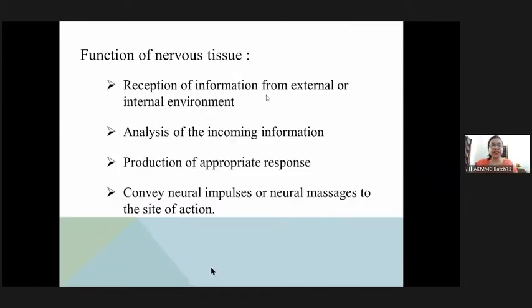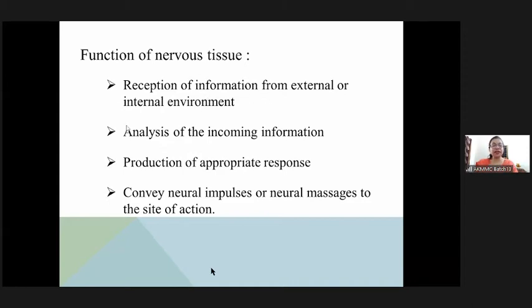What are functions of nervous tissue? Reception of information that may be from the internal or external environment. By skin, tongue, nose, ear, then eyes, we will receive stimulation from the environment. And by the viscera, we will receive information or stimulation from the internal environment.